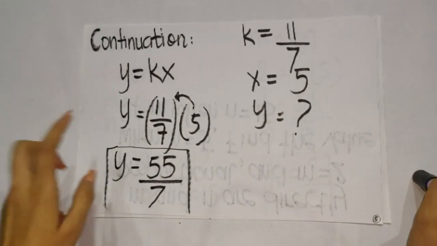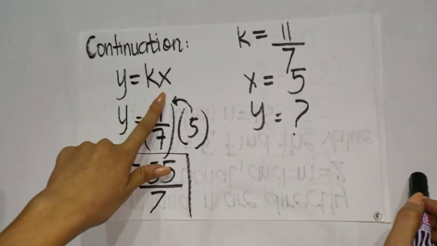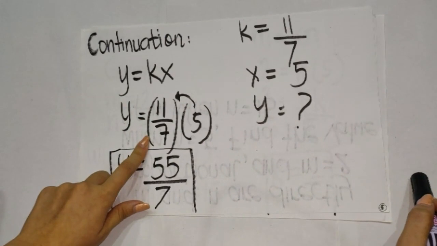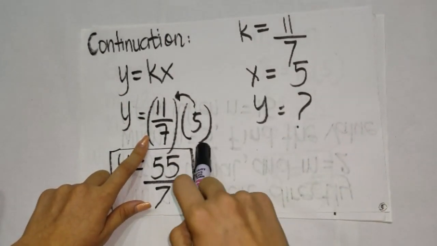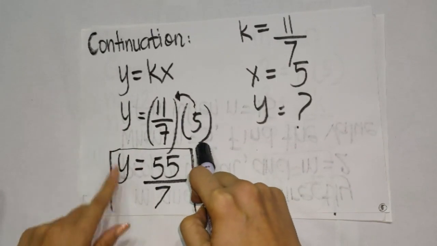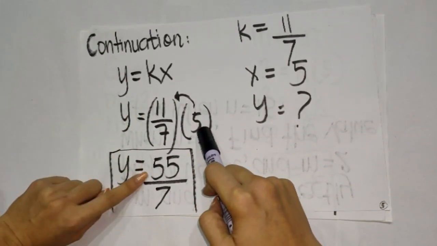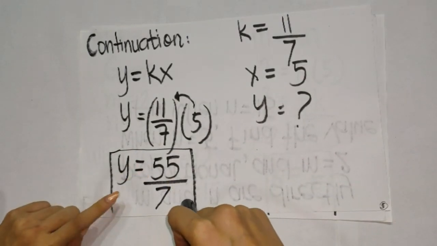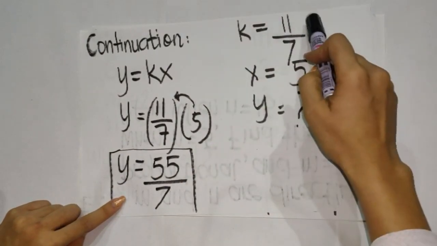For the continuation, we have here the original equation, which is y is equal to kx. Then y is equal to 11 over 7 as what we got a while ago. Then our x is 5. And so y is equal to 5 times 11, that is 55, and then just copy the 7. And so we get the value of y when our x is 5 and our constant number is 11 over 7.